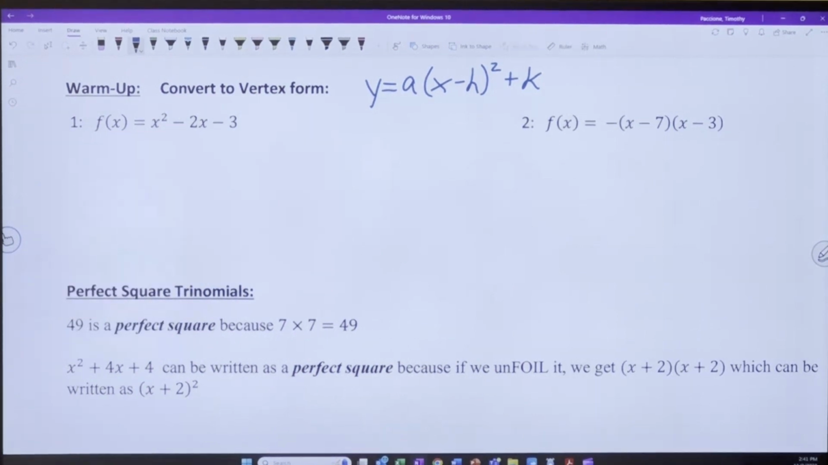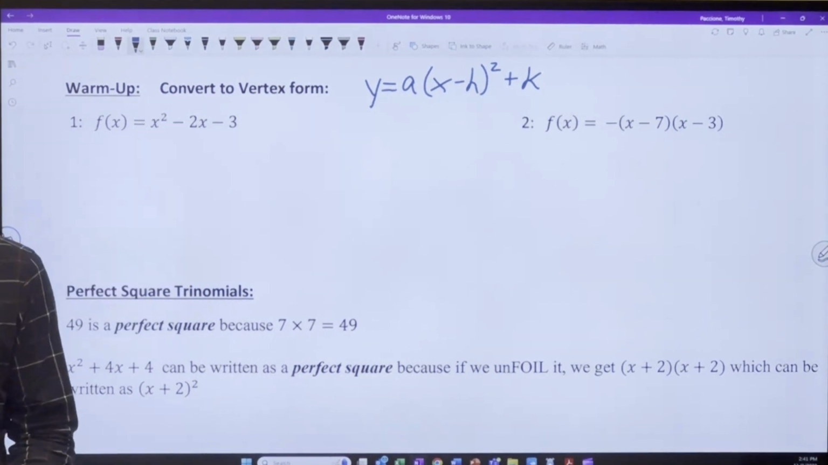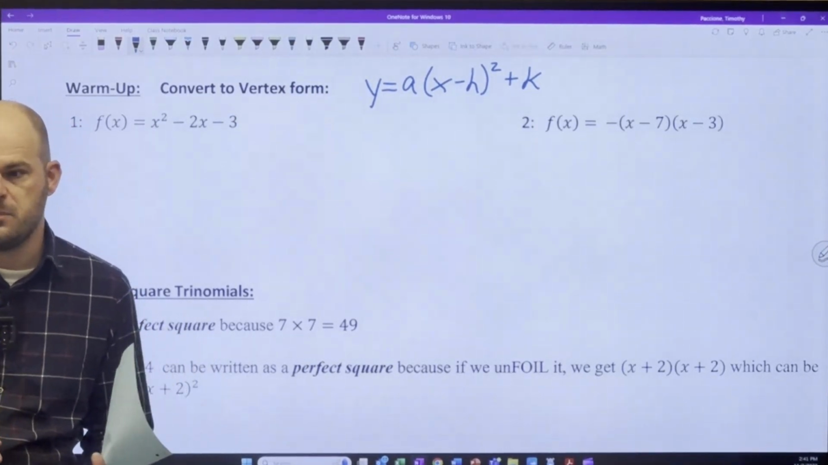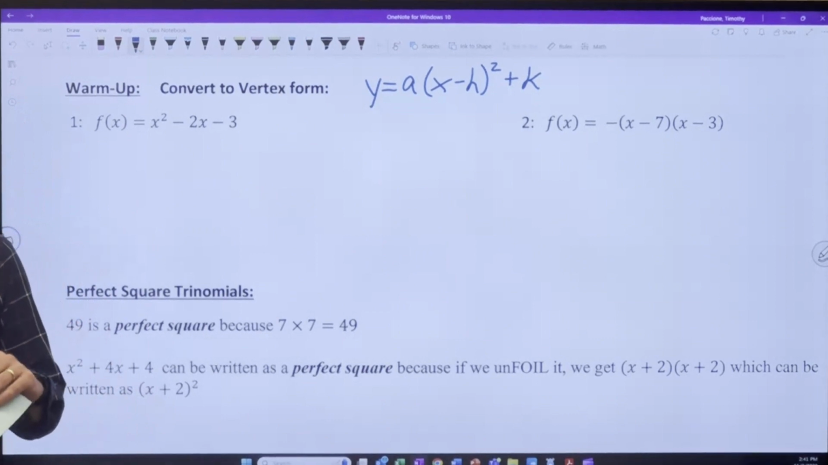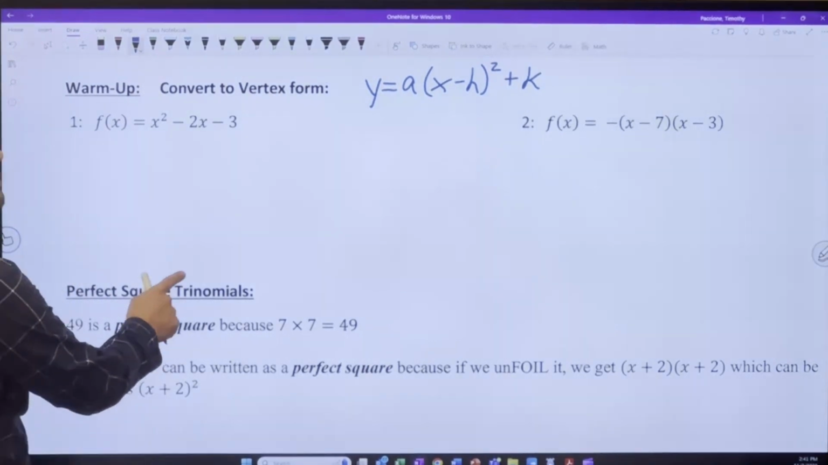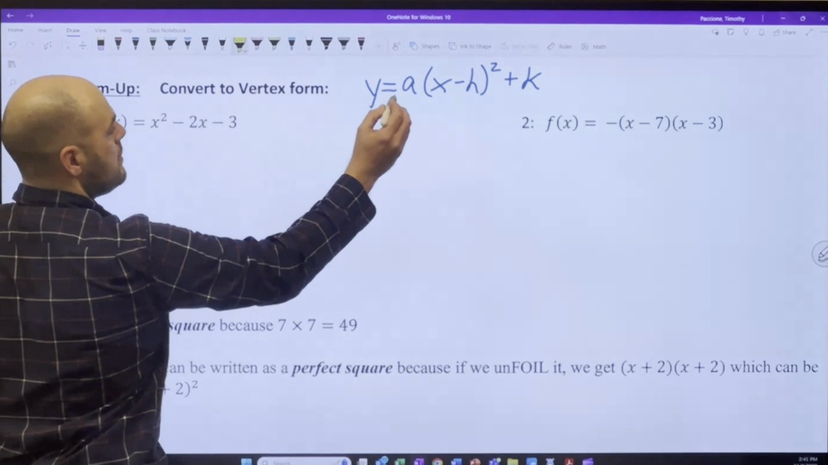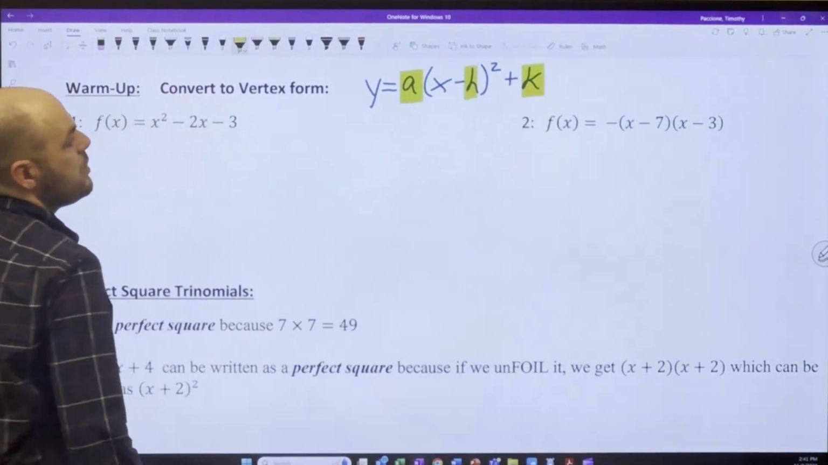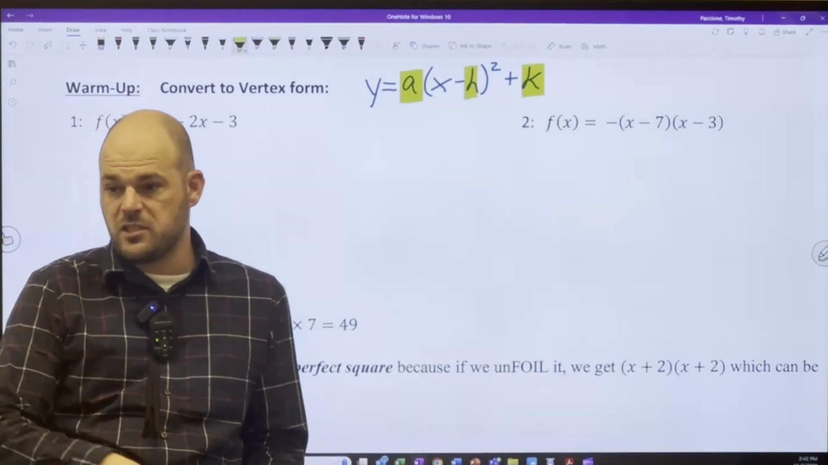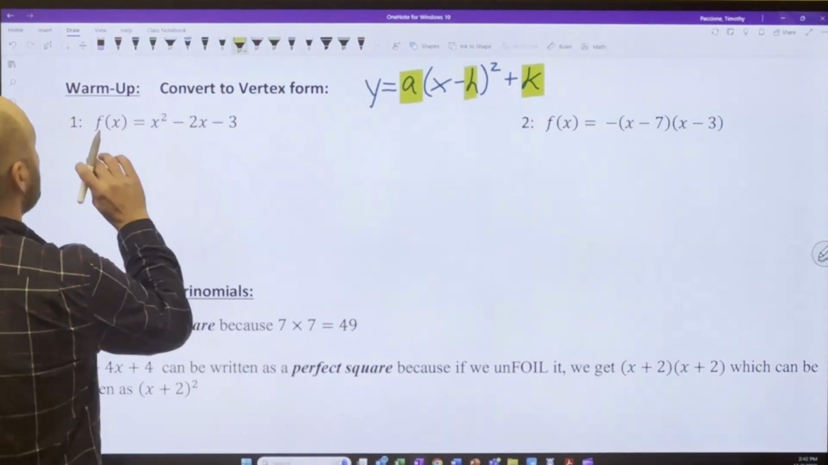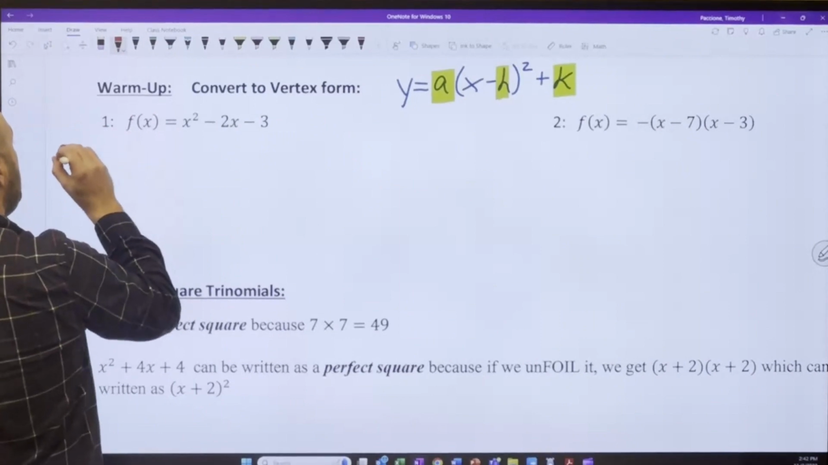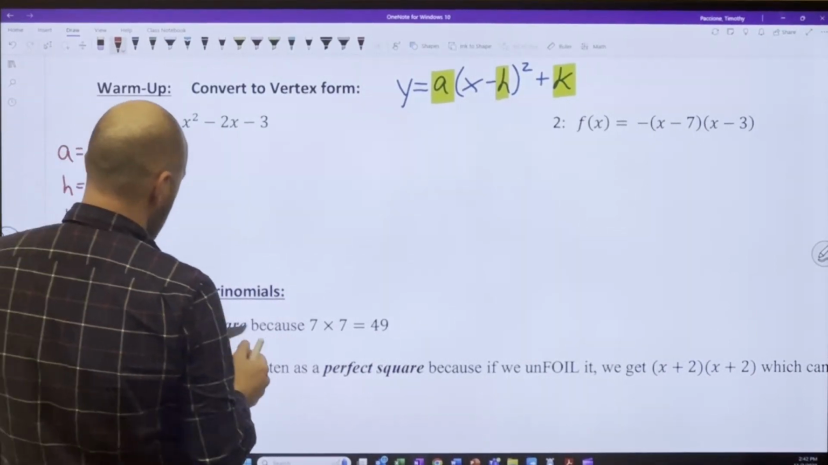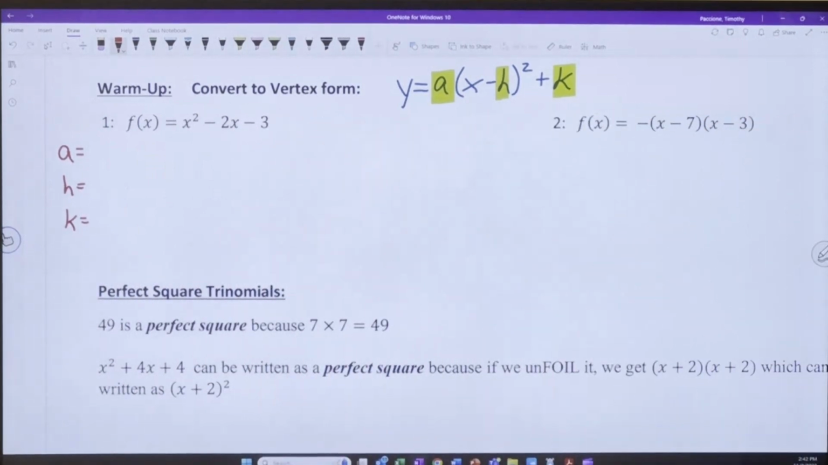Now, to convert to vertex form, the way you've been taught so far, and you're going to learn a different way that's quicker today, that's what today's about, but the way you've been taught so far is find the pieces. What are the pieces? A, H, K. So that's our method. We want to find A, H, and K.